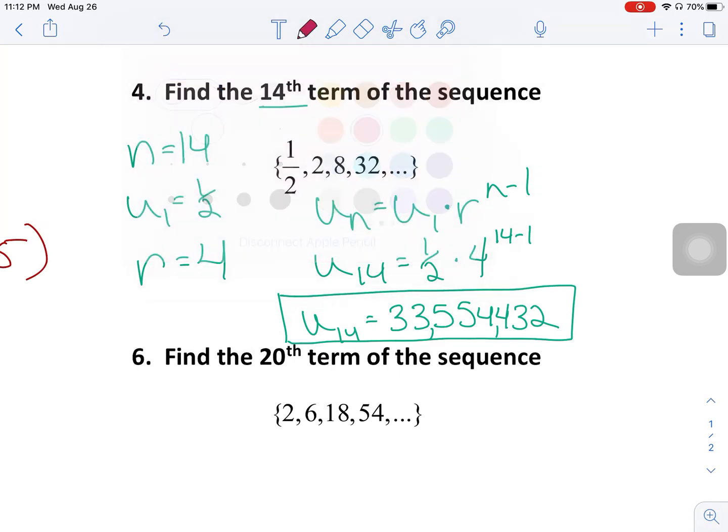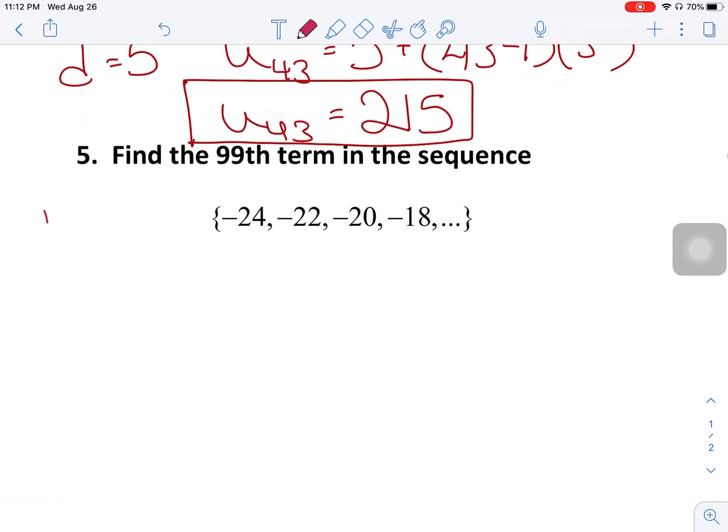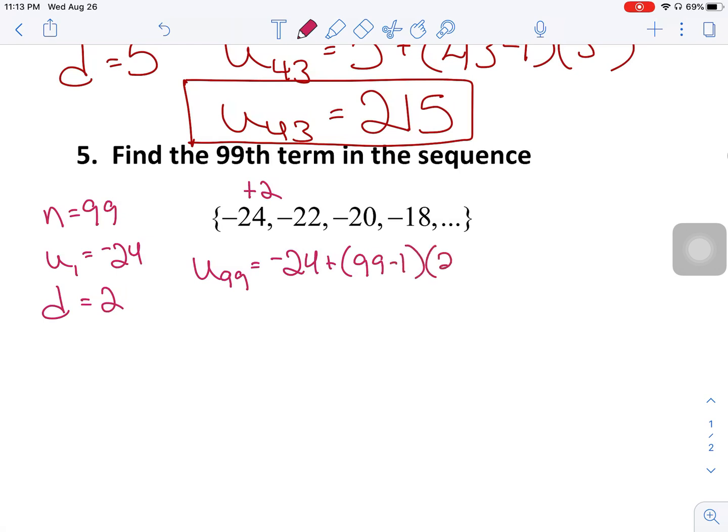I'm going to take another minute or two and finish up problem number 5 and 6. All right, I am looking for the 99th term, so n equals 99. I know my first term, 24, and to get from term to term to term here, I am adding 2 each time, so my d value is 2. So let's see, I want u sub 99 to equal my first term plus n minus 1 times d. So let's go ahead and whip that into a calculator. Negative 24 plus 99 minus 1 times 2. My 99th term, so u sub 99 is equal to 172.